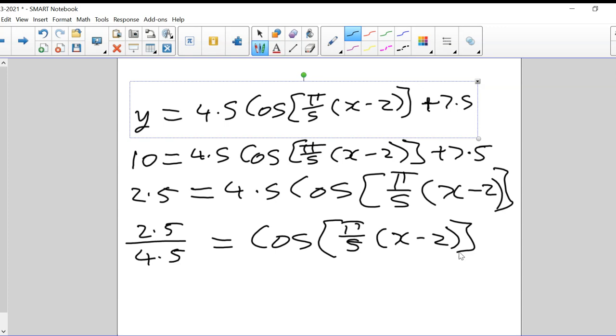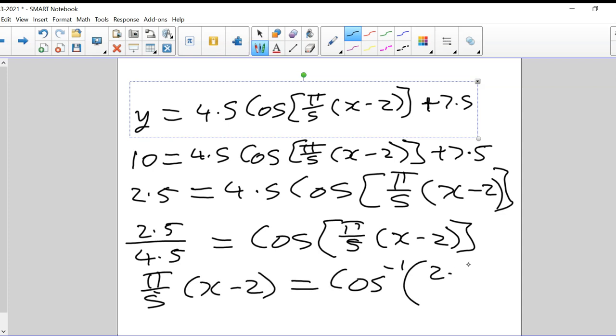Move cosine to the other side. Tell me how we do that, Elizabeth. I want to know how exactly that's done. Inverse. Okay. So what we need to do is find the inverse, the cos inverse of 2.5 over 4.5. Arc cosine. Wow, you're using those fancy terms there, Joel. So that means the thing that I'm taking the cosine of, this thing right here that I'm pointing to, that pi over 5 (x minus 2), is equal to cosine to the minus 1 of 2.5 over 4.5.